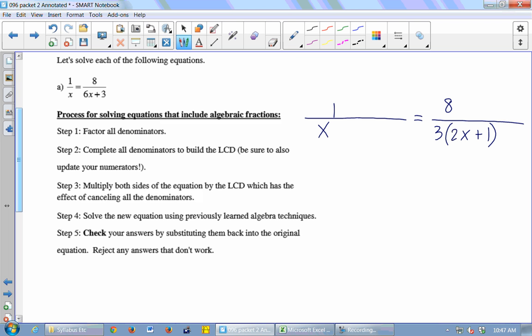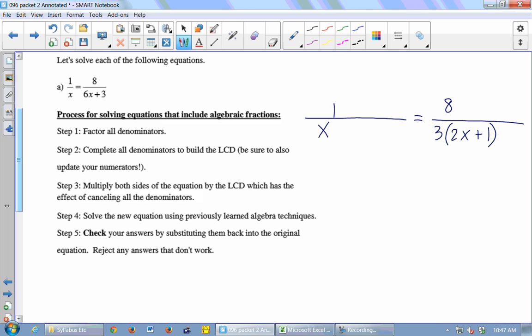Okay, so now I want to complete all the denominators. I'm going to try to build an LCD. Anything that's missing in one fraction has to be added. Anything that's in one of the fractions that's not in the other needs to be added. I'm going to do this in the same line, but with a different color so you can tell that it's a different step.